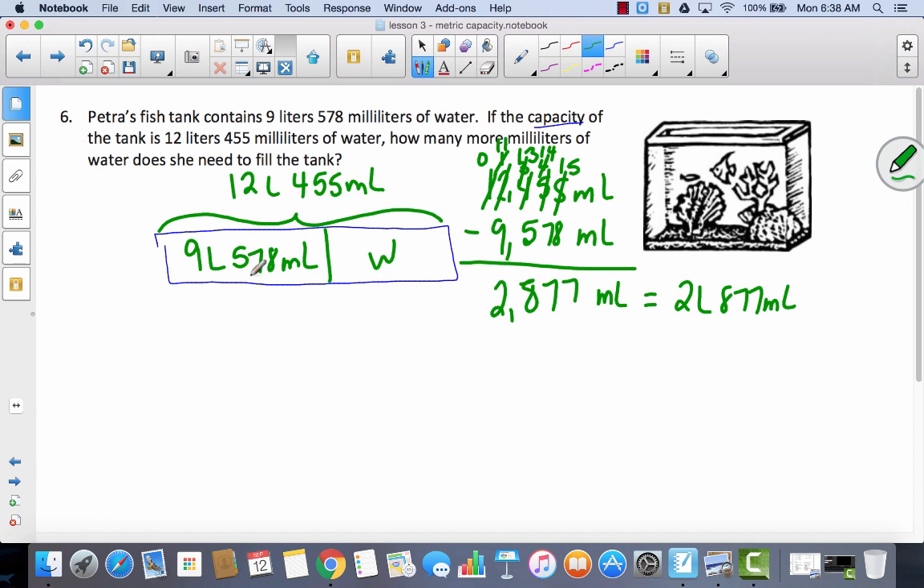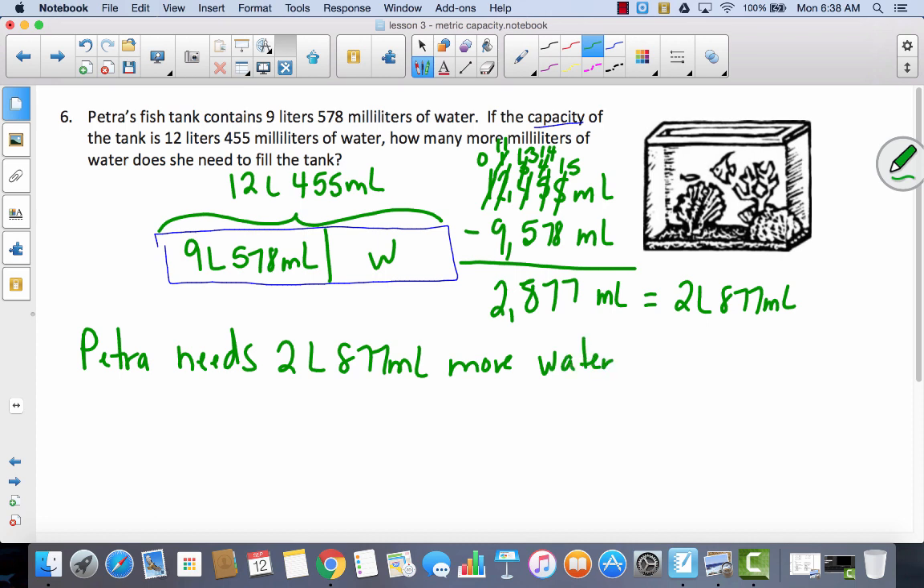So how many more milliliters of water does she need to fill the tank? So Petra, which is the she, Petra needs 2 liters, 877 milliliters more water to fill the tank.